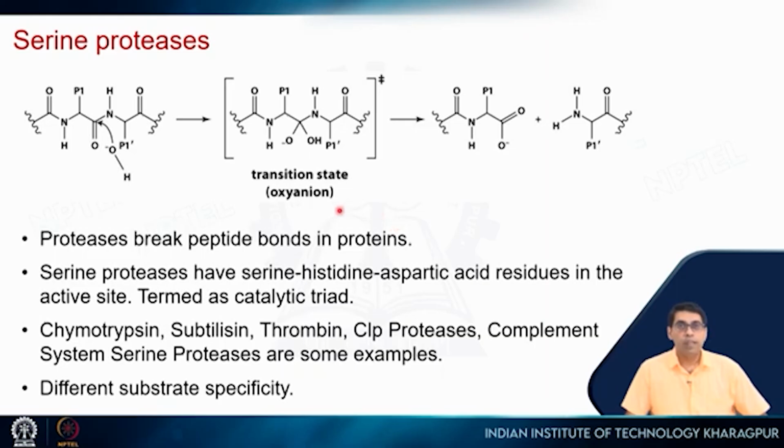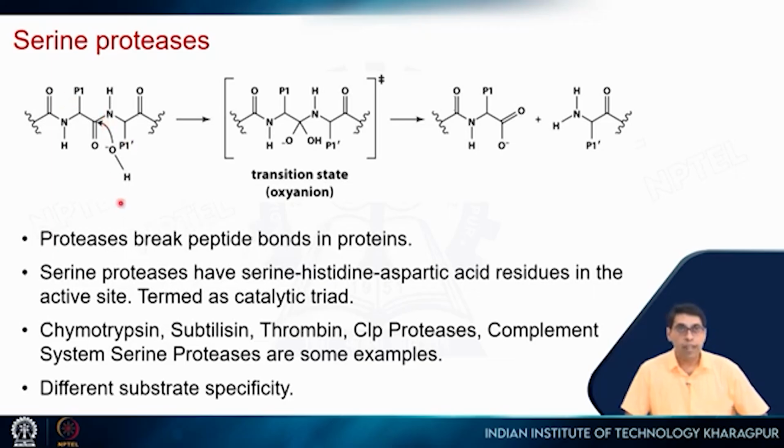So now I am going to talk about one specific enzyme, which is a protease. So what are proteases? Proteases are enzymes which break down peptide bonds. So you can see there is this peptide bond. So one amino acid is written here. So the side chain is written as P1, the other one is P1 dash, right? And this particular peptide bond between these two amino acids is going to be cleaved.